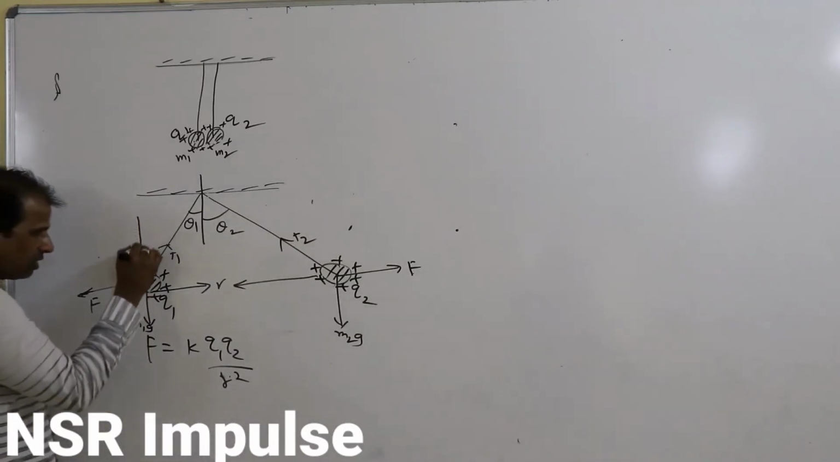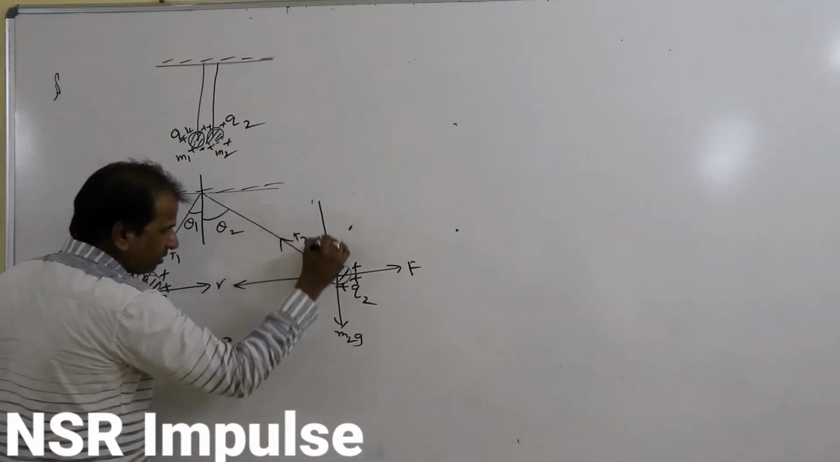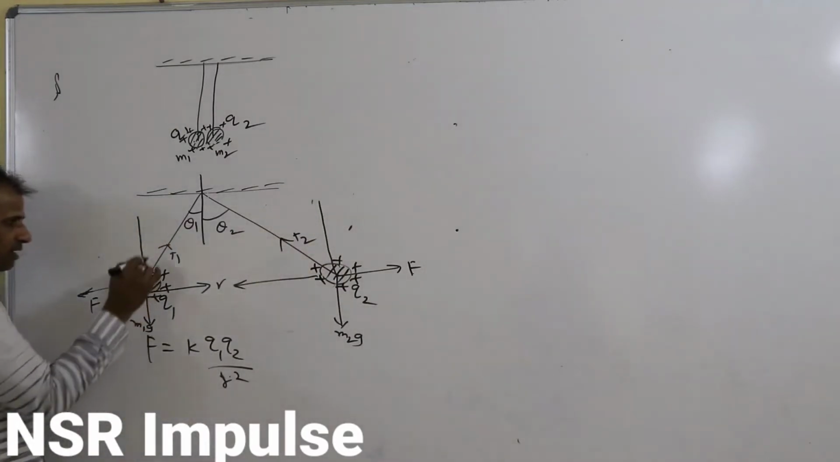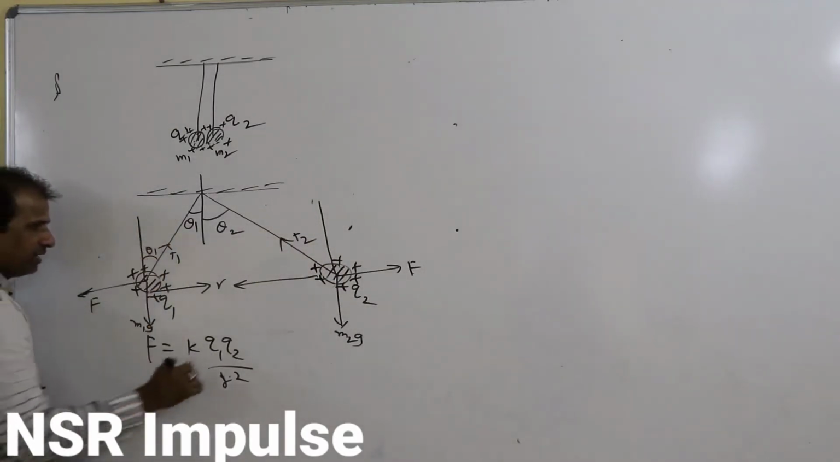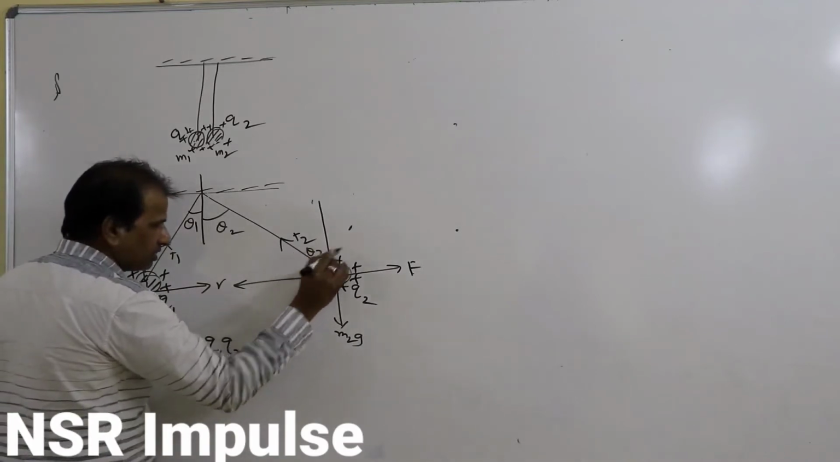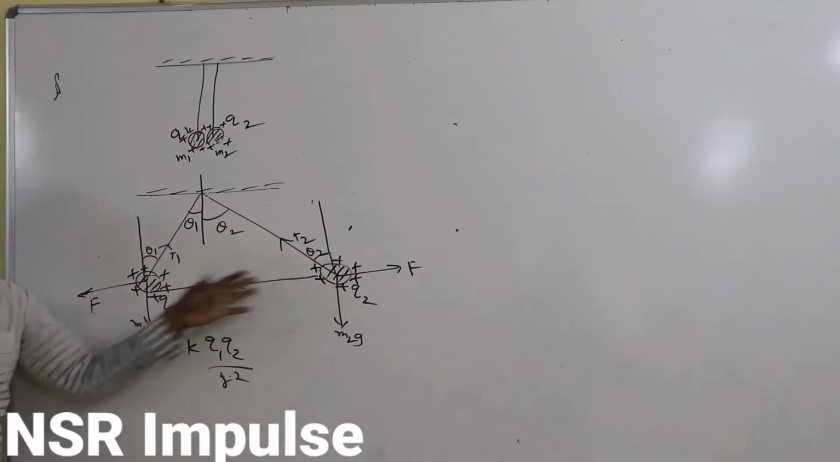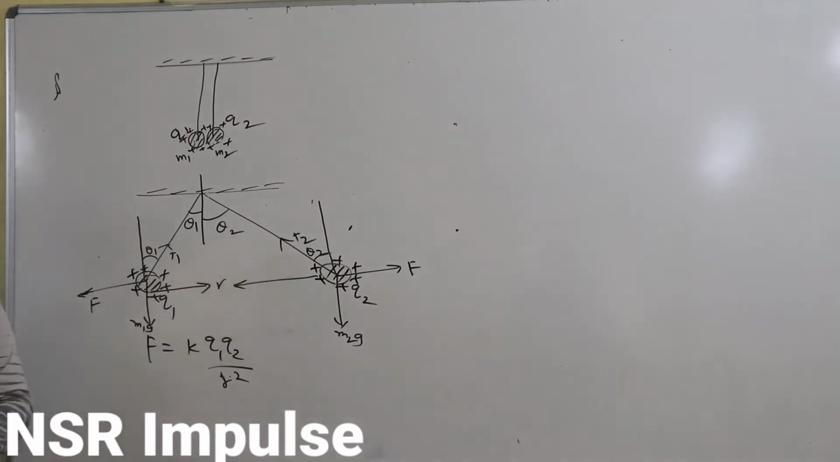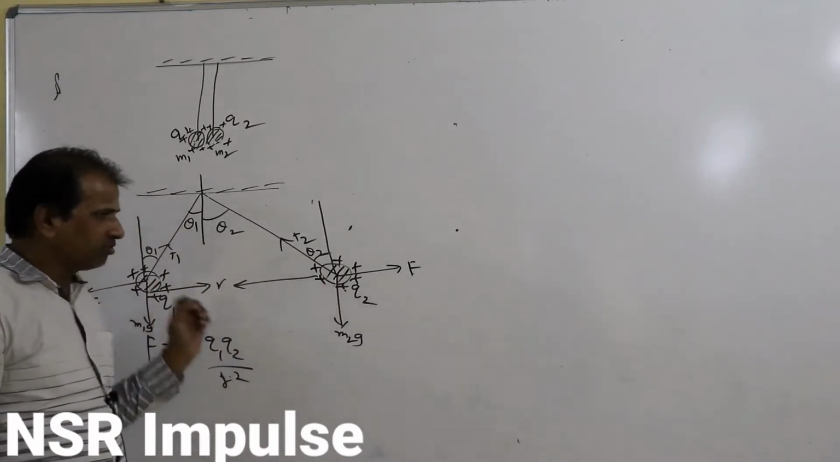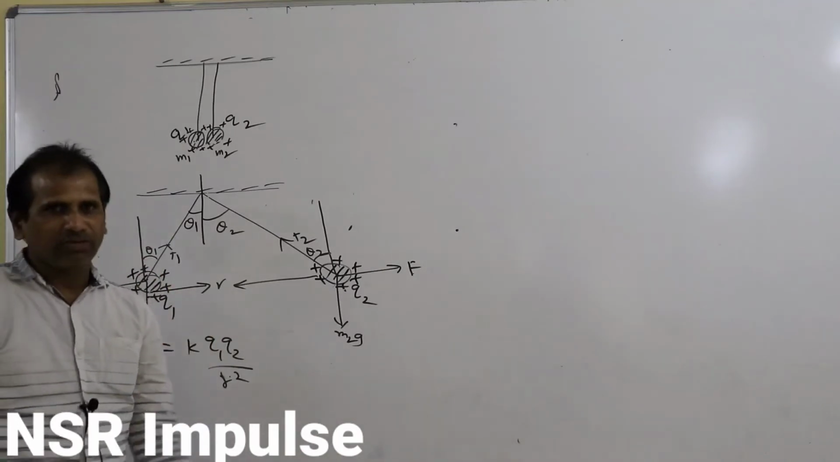T2. And you draw one perpendicular line here and here. This is one perpendicular line. What is this angle? Theta 1. This angle is how much? Theta 2. This is the situation of the forces acting on these balls when they are in equilibrium.